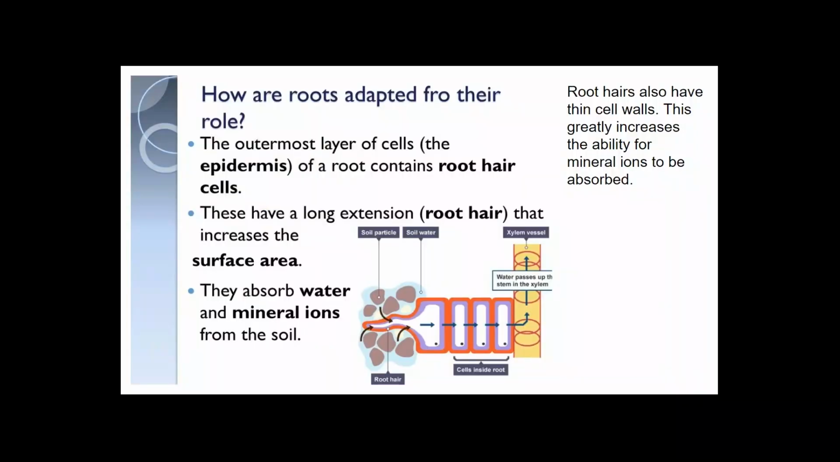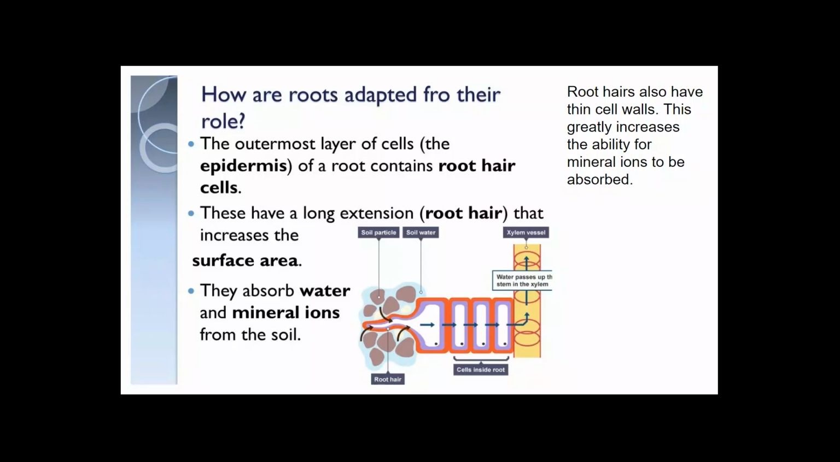So the outermost layer of cells, which is the epidermis, contains root hairs. And here we have a root hair. And this increases the surface area of the root. So these have long extensions that increase the surface area. So they absorb water and mineral ions. Mineral ions come in by active transport, and the water will be drawn in by osmosis. And it's going to be carried to a xylem vessel that's going to be pulled upwards.